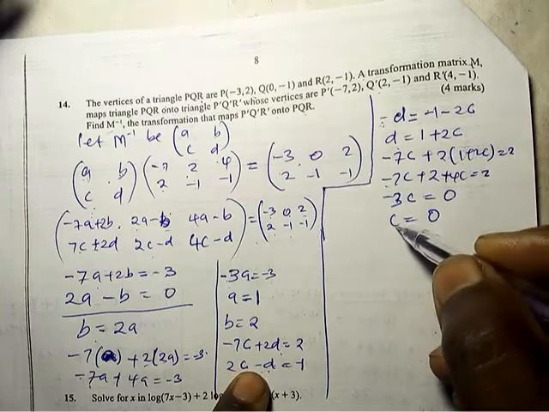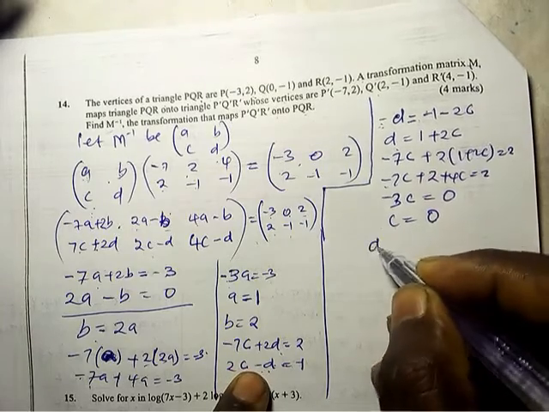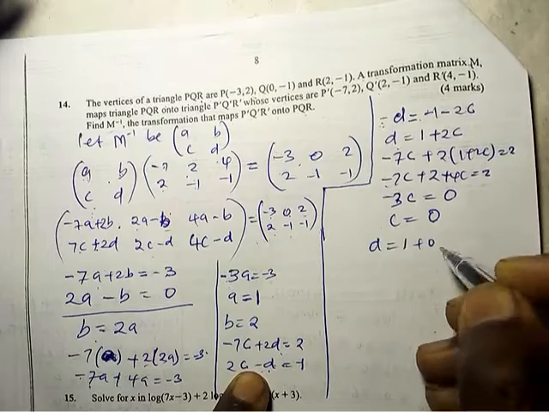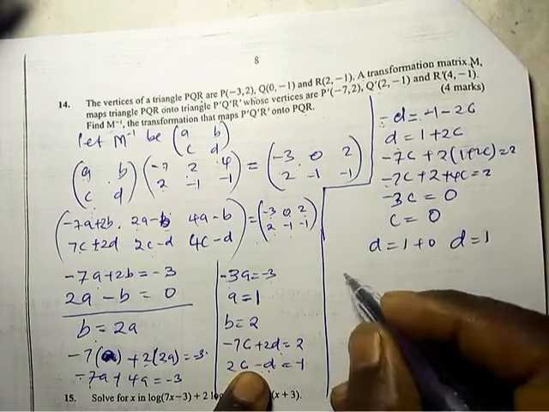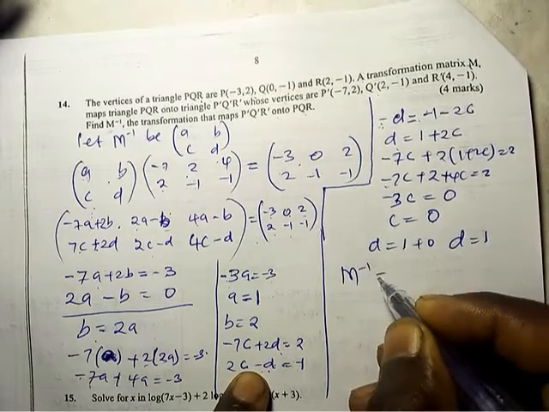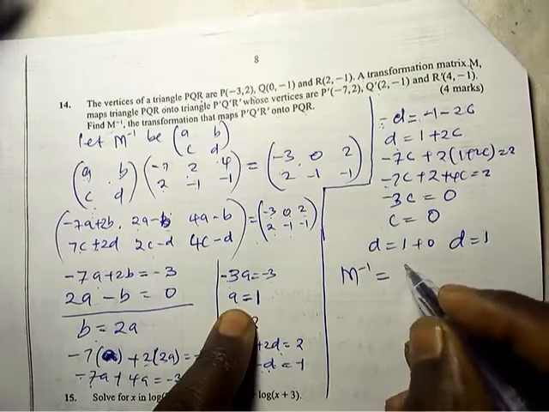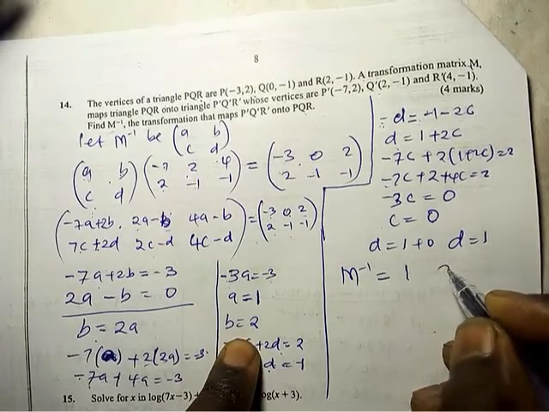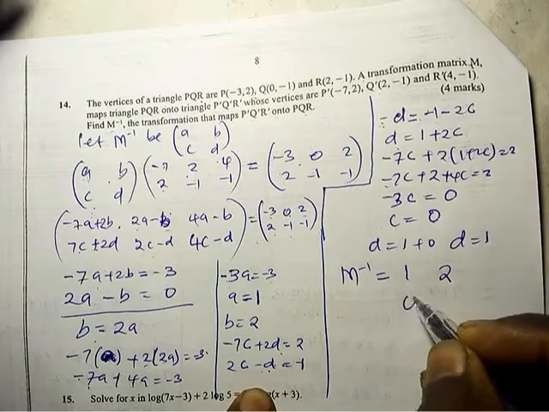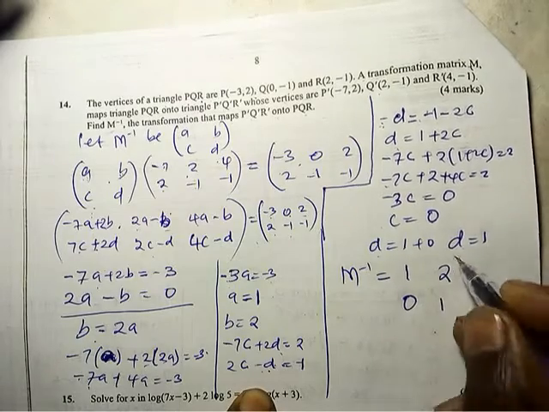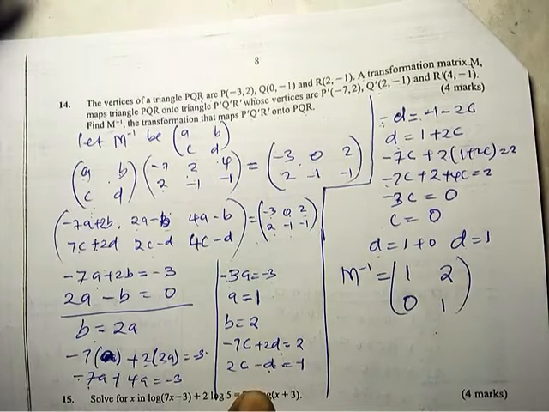Now let us substitute c. So d is equal to 1 plus 0, so d is equal to 1. So our M inverse is equal to a which is 1, b is 2, c is 0, d is 1. That's our M inverse.